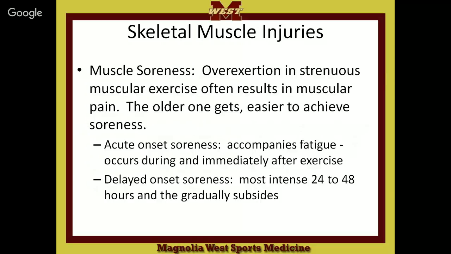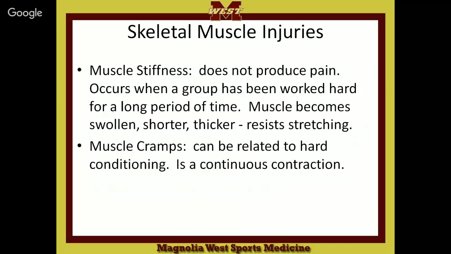All right, muscle soreness. From overexertion and strenuous muscular exercise, it often results in muscular pain. As you get older, it's easier to achieve your soreness. You need to know the difference between these two. Acute means right then. Acute onset soreness accompanies fatigue and occurs during and immediately following exercise. And then your delayed onset soreness is most intense 24 to 48 hours, and then it gradually subsides.